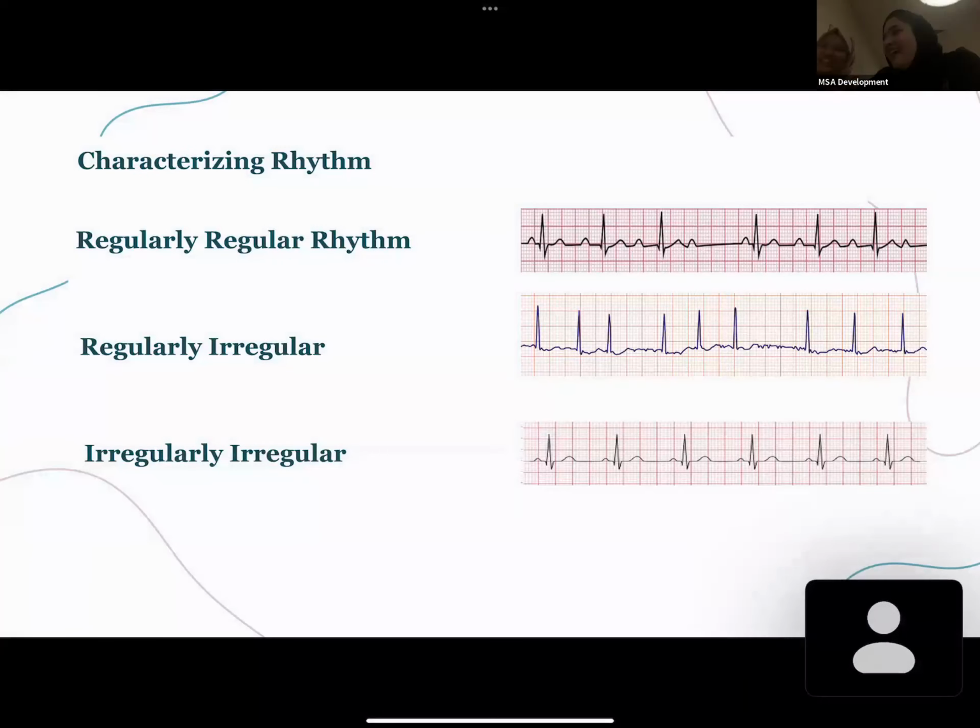Usually for this you just say sinus rhythm. So regular: normal rhythm. Regularly irregular: a similar abnormal pattern repeating. Irregularly irregular: there are abnormalities, but they do not follow a pattern.